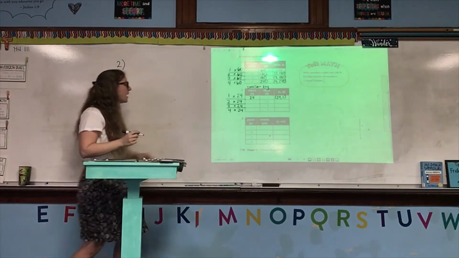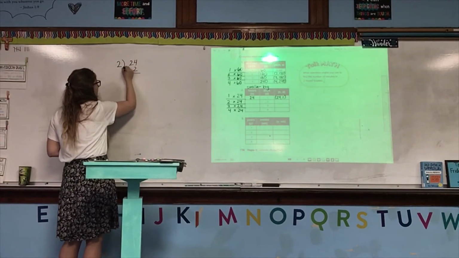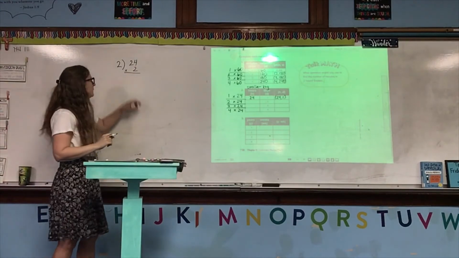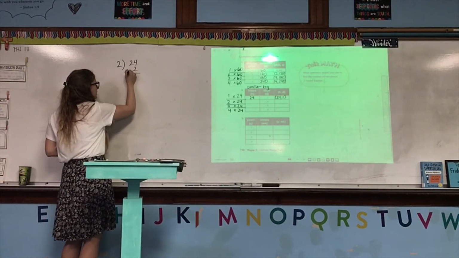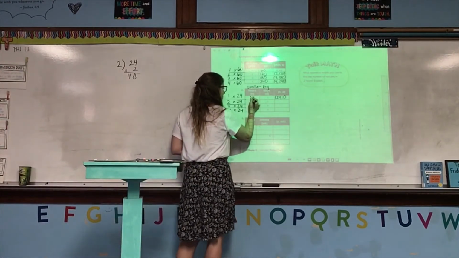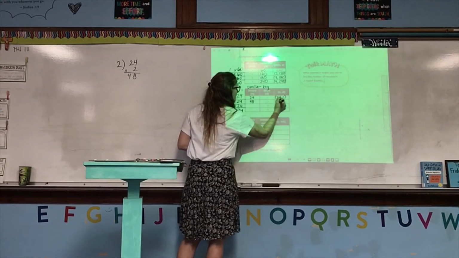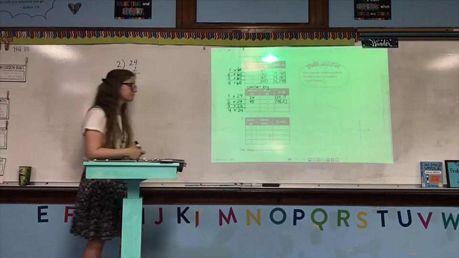So now we have 2 times 24. I'm going to put the number with more digits at the top. It just makes it easier for me. And then I'm going to multiply. 2 times 4 is 8. 2 times 2 is 4. So that means 2 times 24 is 48. So there are 48 hours in 2 days.